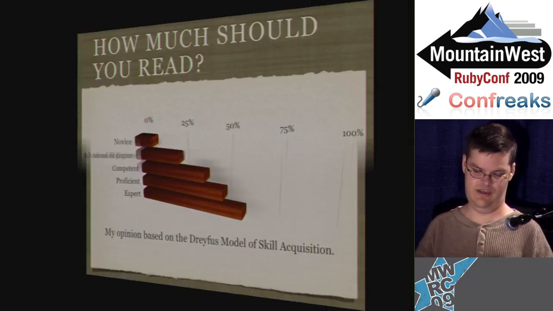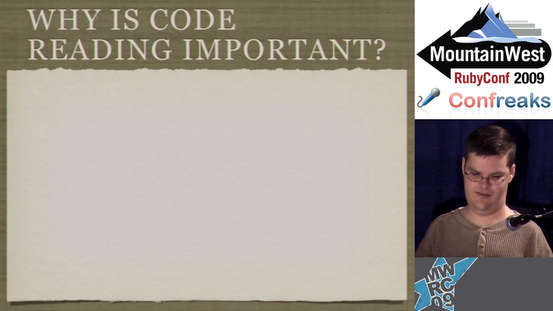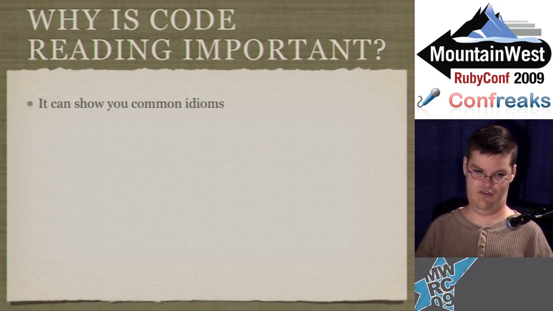So why is code reading so important? There's a lot of reasons. I think it's David Black who always likes to say that you should read Ruby's standard library to learn how Rubyists write Ruby, right? It's 90-some libraries that ship with Ruby that were written by Rubyists, so you can figure out how they do things, right?